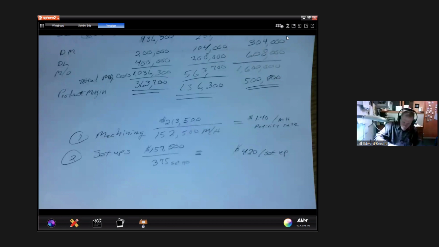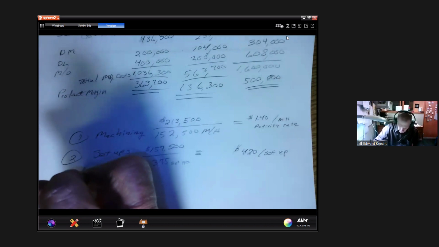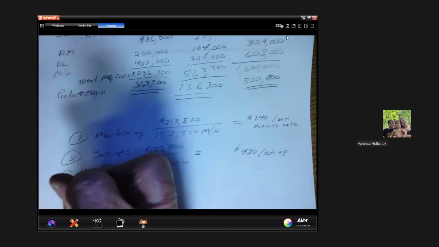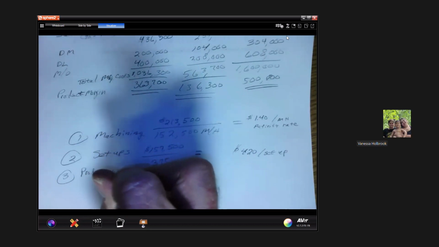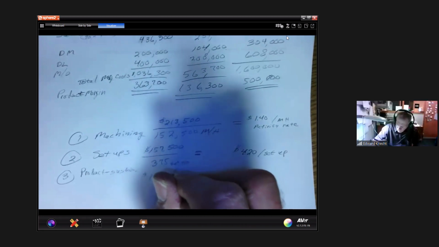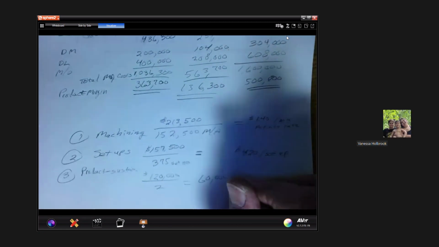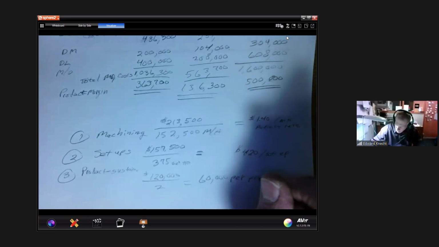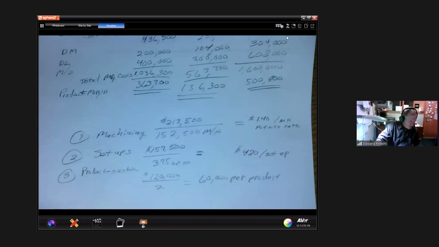Okay. So now the next one is what? Product sustaining. So that's an activity. And it'll be 60,000 for each, because there's only two products. And then the total, we don't worry about organization. So there's 120,000 divided by 2. So it's going to be 60,000 per product. All right, so we're good there.